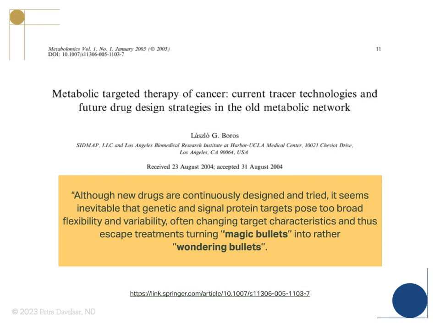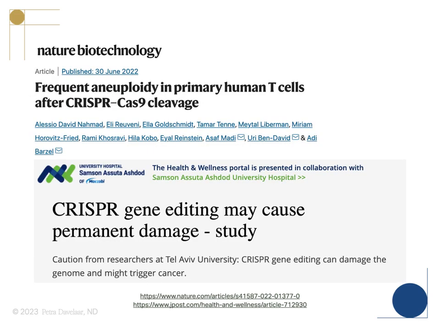Some research scientists already knew this in 2005, and I quote, "Although new drugs are continually designed and tried, it seems inevitable that genetic and signal protein targets pose too broad flexibility and variability, often changing target characteristics and thus escape treatments, turning magic bullets into rather wandering bullets." The reality is that many of these drugs have serious, sometimes fatal side effects.